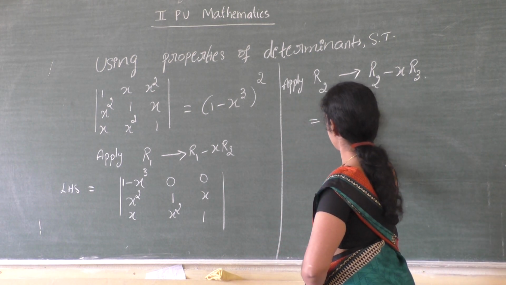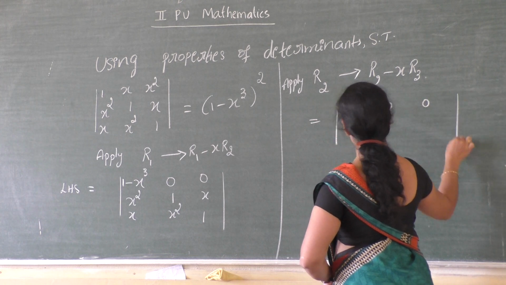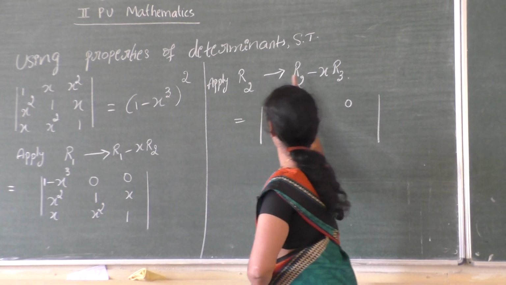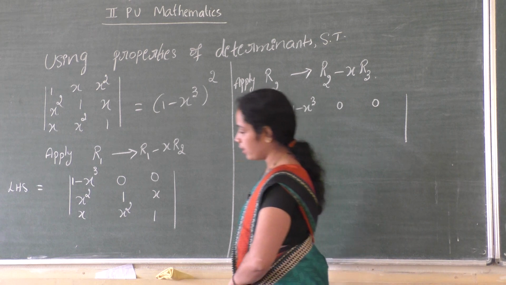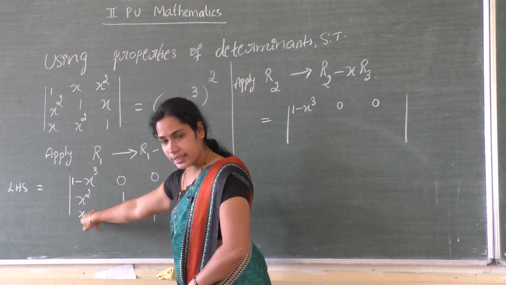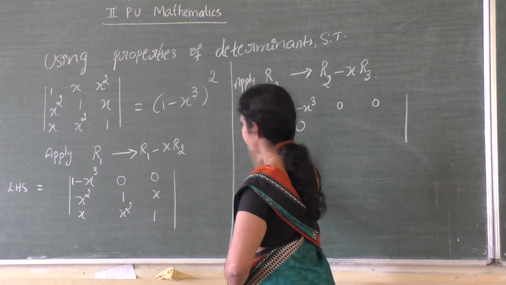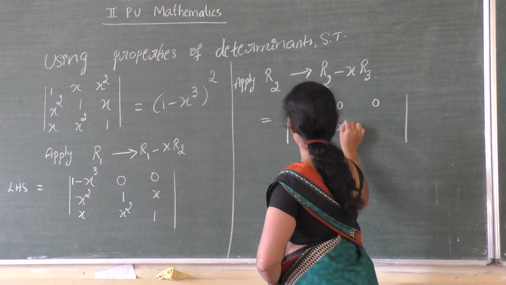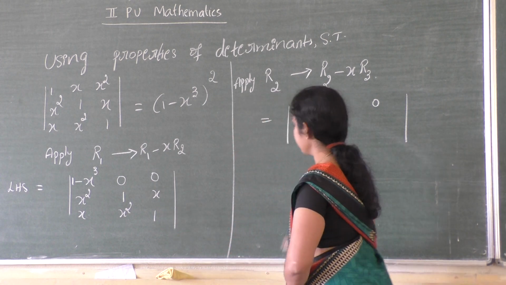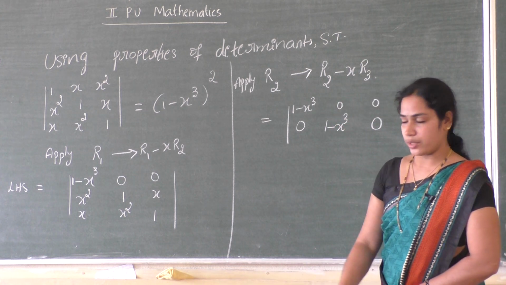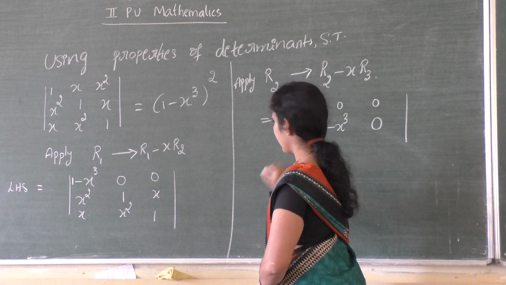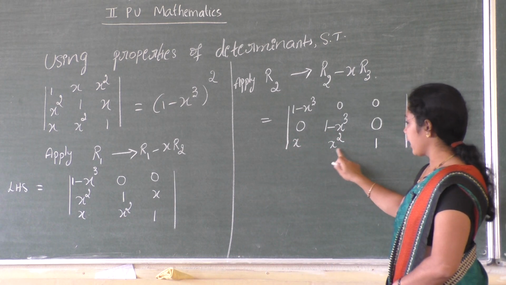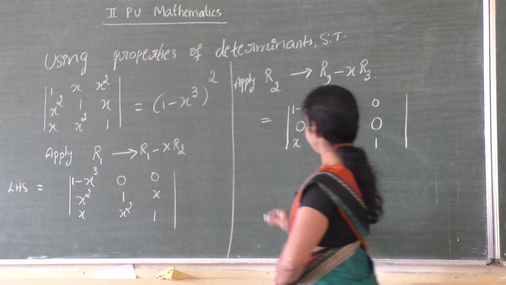The first row remains the same: 1 minus x cube, 0, 0. What about the second row? x square minus x into x, that is x square minus x square, that is 0. 1 minus x into x square, 1 minus x cube, x minus 1 into x, that is 0. Third row as it is: x, x square, 1.